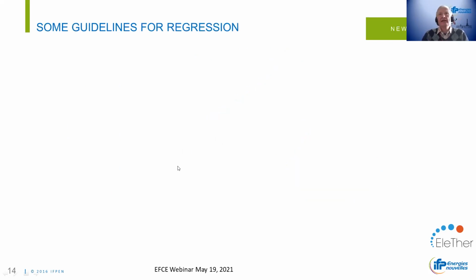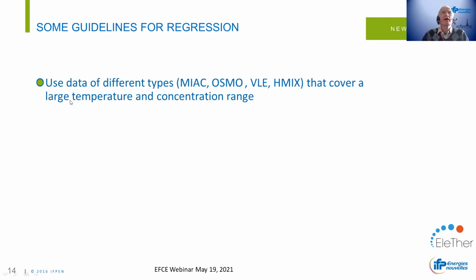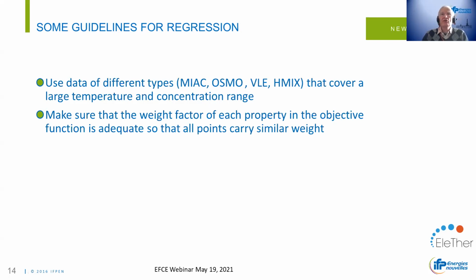So now some guidelines that we use for this regression procedure. The first guideline is to say that we need to have as many different types of data as we can find, in order to include as much information as possible in our regression procedure. So types of data, and different temperatures and concentrations. A second guideline that we used is to make sure that the weight of each of these properties in the objective function is such that all points, or at least all properties, carry a similar kind of weight. I'll come back to that in the next slide.